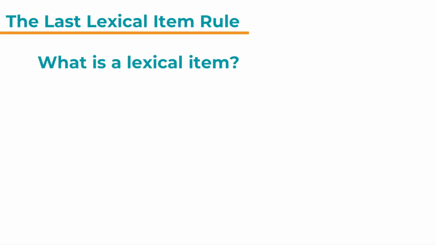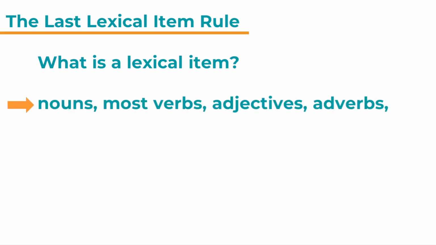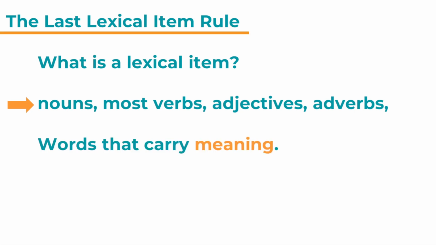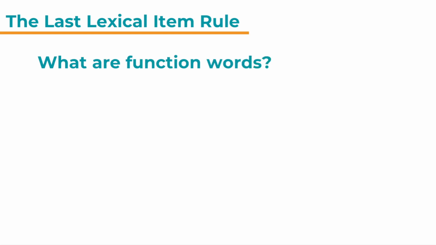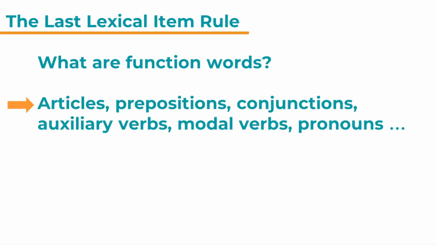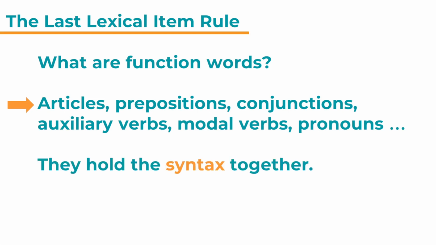So what is a lexical item? Lexical items are nouns, most verbs, adjectives, and adverbs. Words that carry meaning. That is why they're also called content words. So what are the other words called? We call them function words. Function words are articles, prepositions, conjunctions, auxiliary verbs, modal verbs, and pronouns. These are words that hold the syntax together. We also sometimes simply call them grammar words.